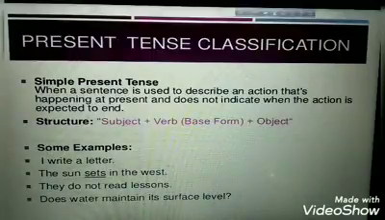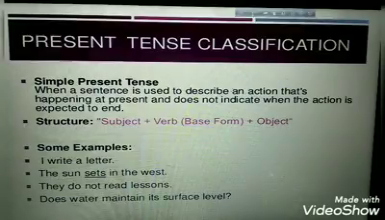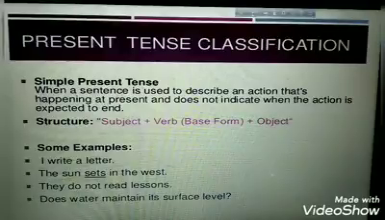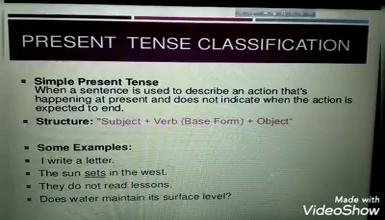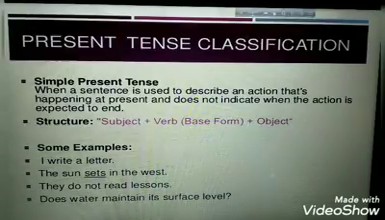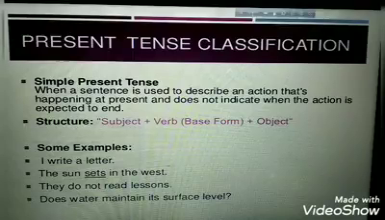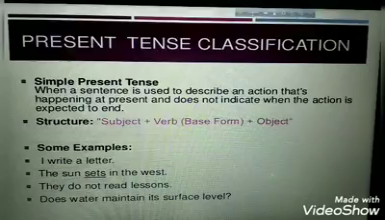So what is the structure? Do you know the structure of simple present tense? It's very easy. That means subject plus verb, the base form of verb, and object. So there are some examples here. I write a letter, the sun sets in the west, they do not read lessons. Does water maintain its surface level?